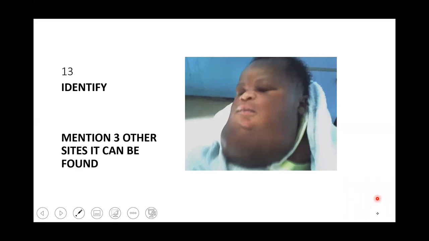What are the sites you can find? The other sites are axilla, groin, mediastinum, the tongue, yes. Now you should know 75% of cystic hygromas occur in the posterior triangle of the neck. Okay, sir. 75% of lymphangiomas or cystic hygromas occur in the posterior triangle of the neck.